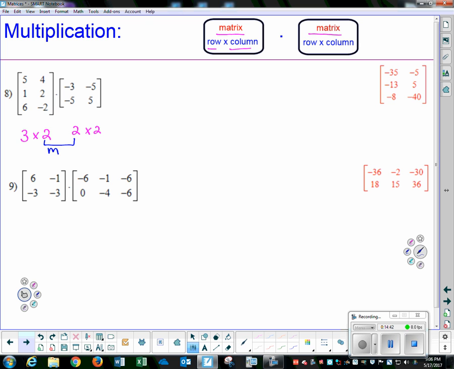Now, when assessing whether you can multiply 2 matrices, you're going to check the inside numbers. These inside numbers must match. Okay? If those match, you're going to be able to do the matrix multiplication. And the outside 2 numbers tell you the resulting size of your matrix. So I now know that my resulting size is going to be a 3 by 2. And I find that to be helpful.